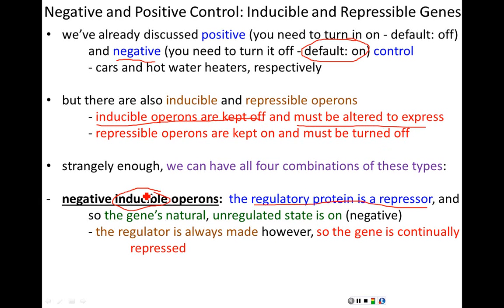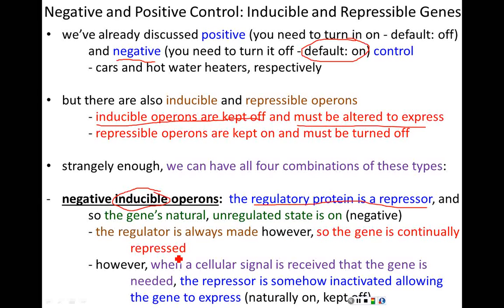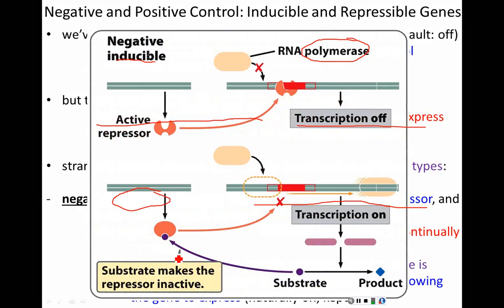So if we have an inducible negative operon, the regulatory protein, the repressor, is always made by the cell. And so the gene is continually repressed. However, when the cell decides that it needs that operon on, it somehow inactivates the repressor, allowing the gene to default back to its naturally on state.